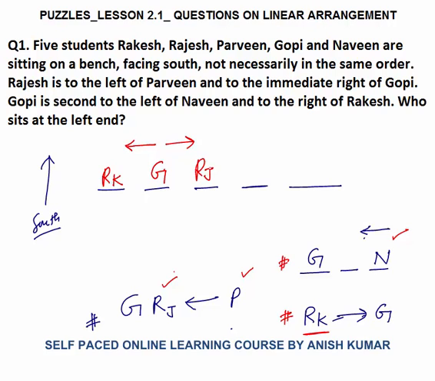Now between Gopi and Naveen there is 1 seat, so this will be Naveen. And where will be Parveen? Parveen will be to the right of Gopi and only 1 seat is left, so that will be the seat of Parveen, P. Now the question asks who sits at the left end. Answer is Rakesh, RK. That will be your final answer.